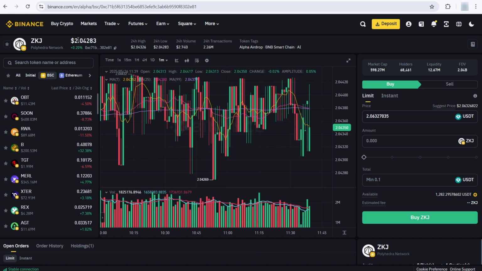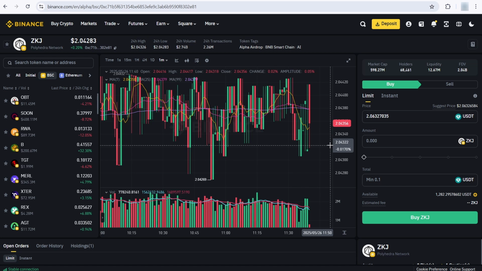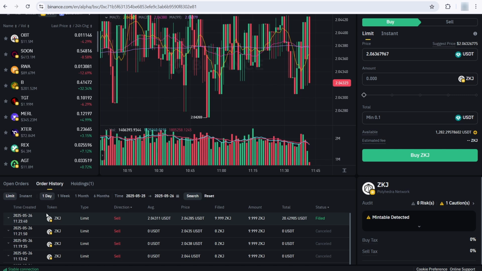We will be working with the current ZKJ price, and here you'll see the minimum and maximum price within the 1 minute time frame. My current balance is 1282.29 USDT. We will compare it with what I have after completing the trading volume generation. Let's begin. I'm gonna create my first order.